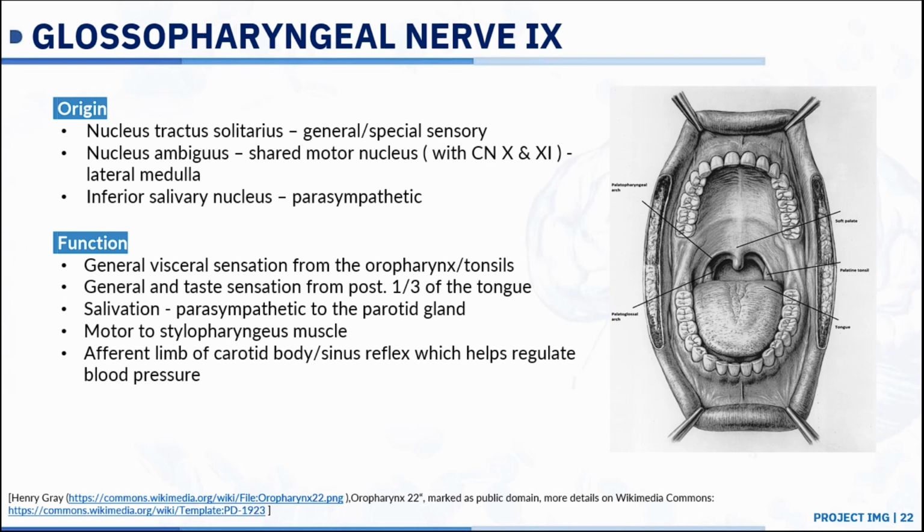Glossopharyngeal nerve 9. Origin: nucleus tractus solitarius general and special sensory, nucleus ambiguus shared motor nucleus with CN 10 and 11, lateral medulla, inferior salivatory nucleus parasympathetic. Function: general visceral sensation from the oropharynx and tonsils. General and taste sensation from the posterior one-third of the tongue. Salivation, parasympathetic to the parotid gland.